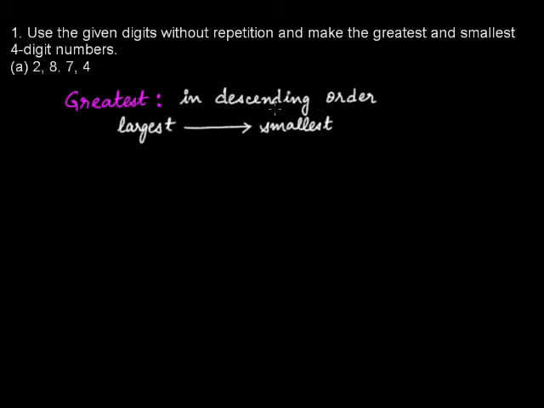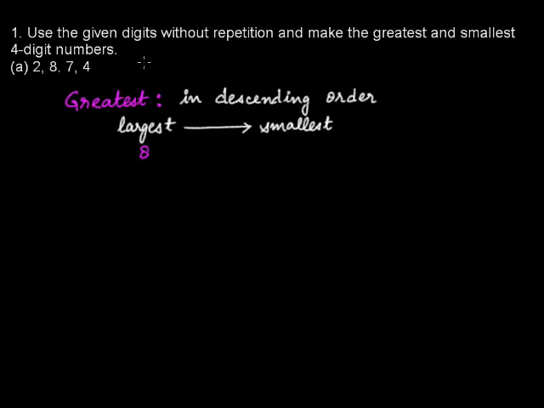That is, first write the largest digit, then the smaller one in comparison to the largest one, and then again a smaller one, then again a smaller one, till you reach the smallest digit. We have to form the 4-digit number. We cannot repeat the digit, and for the greatest number, first write the largest digit. So among 2, 8, 7 and 4, which is the largest one? Of course 8. So let's write 8.